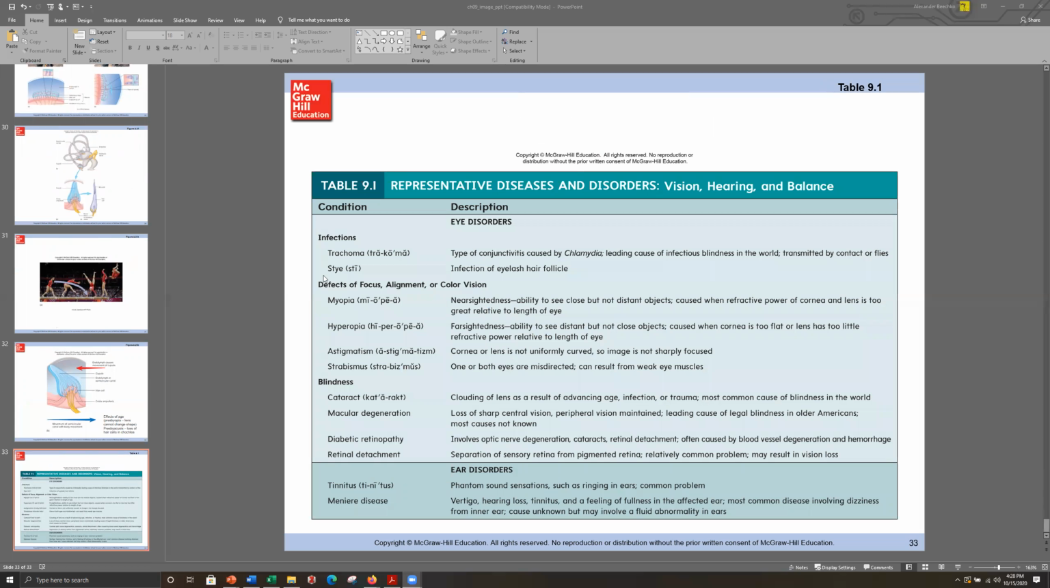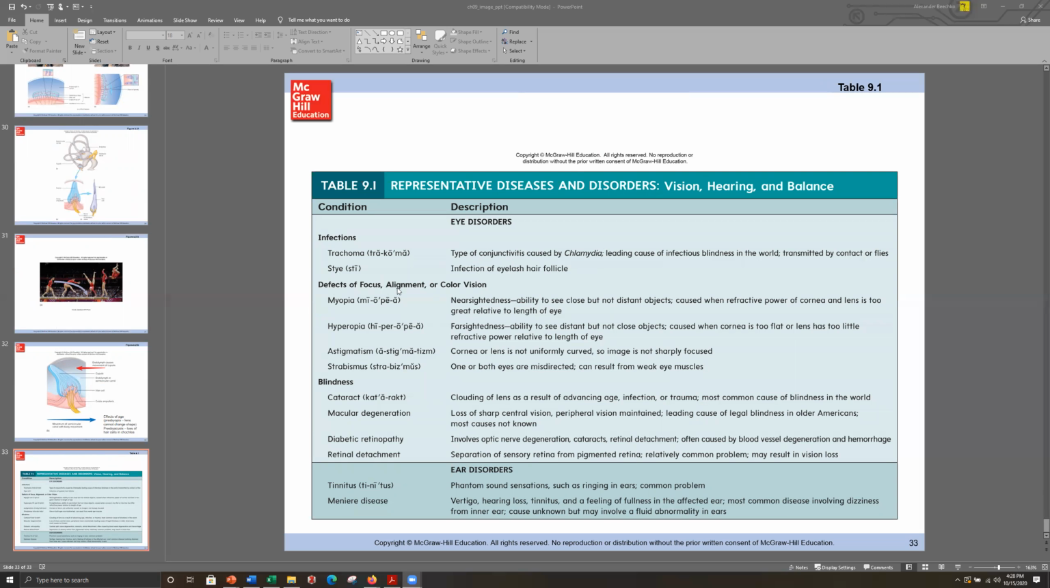So we can have infections of places like the eye and the ear. So trachoma, it's a type of conjunctivitis caused by chlamydia, the leading cause of infectious blindness in the world, and transmitted by contact or flies. And you can have styes that develop, which is an infection of the eyelash hair follicle.